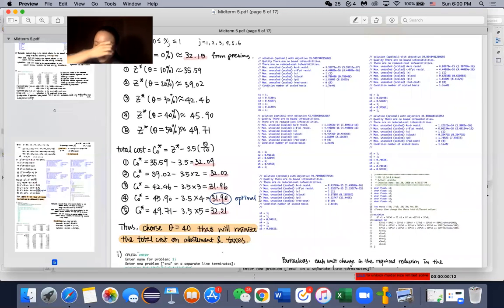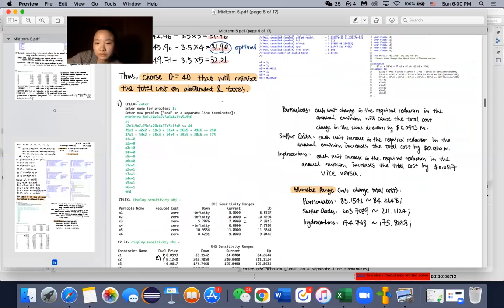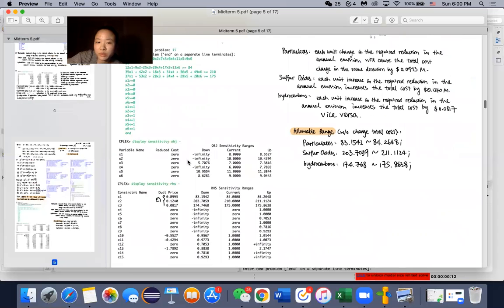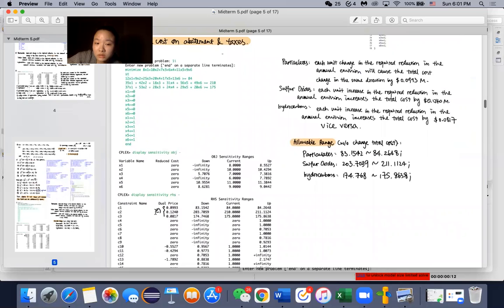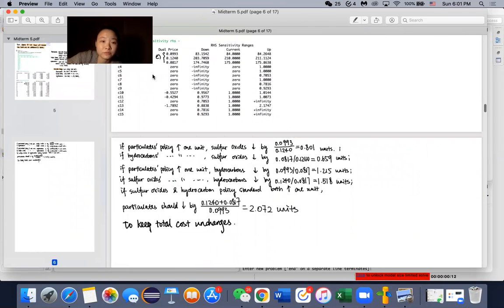I find that when theta equals 40, we get the minimum total cost of abatement and taxes. And the last part is just to repeat E and F, but with theta equals 40. Since the sensitivity is changed right here, every number changed a little bit, and also part F changes. That's it.